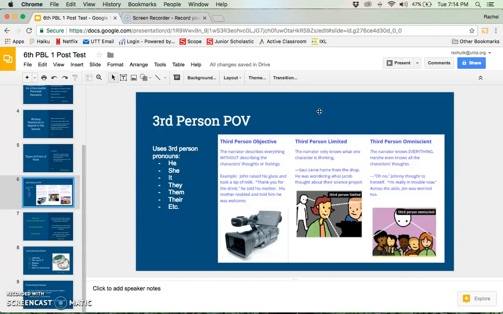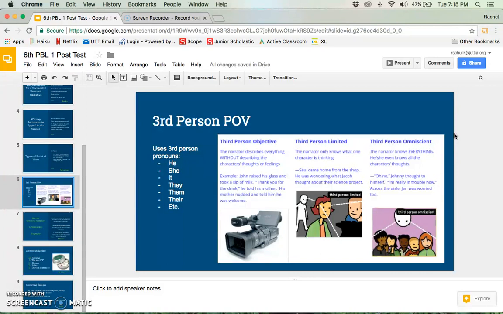He was wondering what Jacob thought about their science project. So we know what Saul's thinking, that he's wondering something, and he's wondering what Jacob thought, but we don't actually know what Jacob thought. Then we have third person omniscient, and right there we have omni, one of our prefixes, which means all or everything. The narrator knows everything. He or she even knows all the character's thoughts.